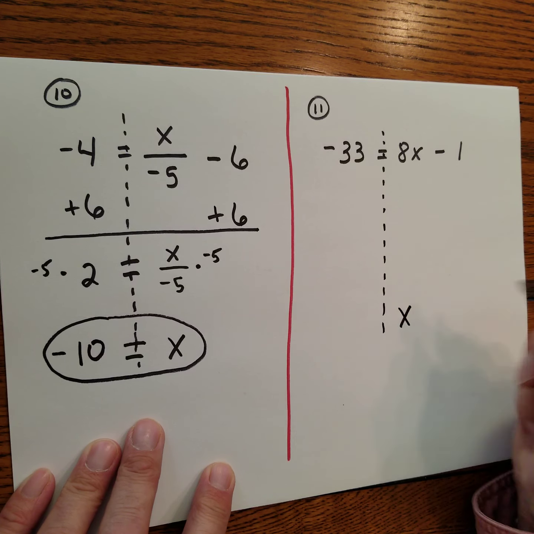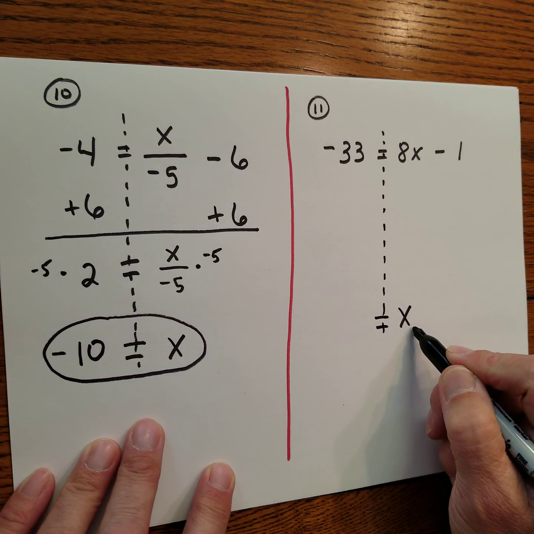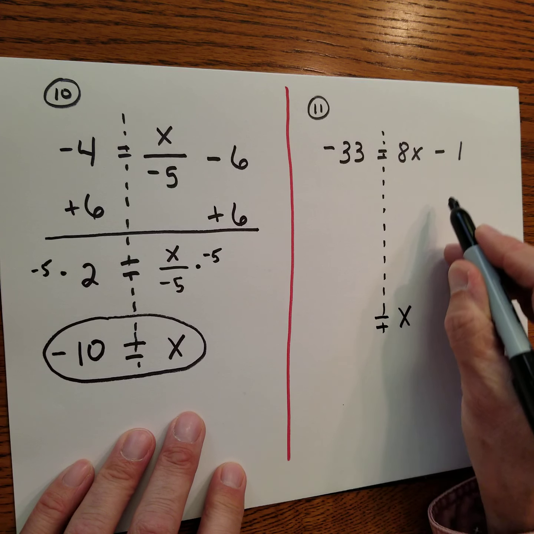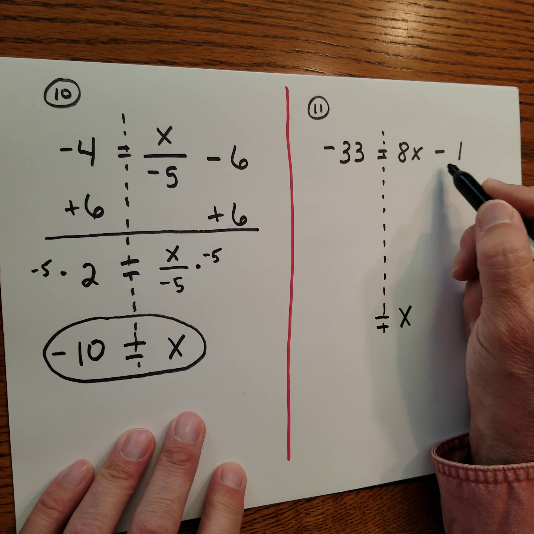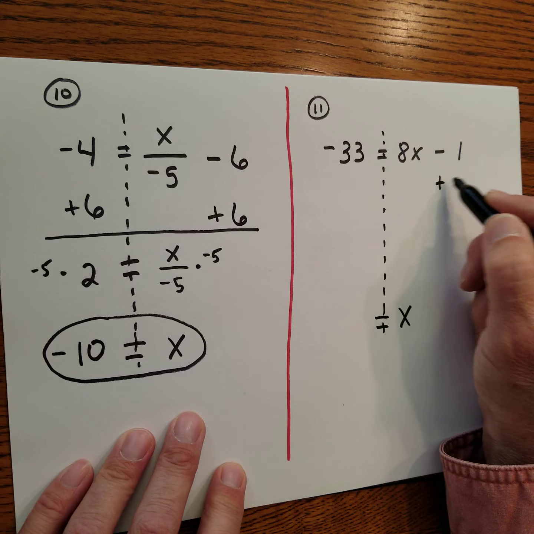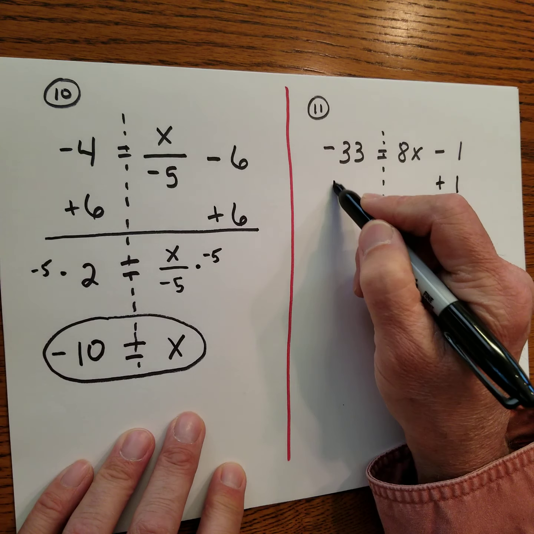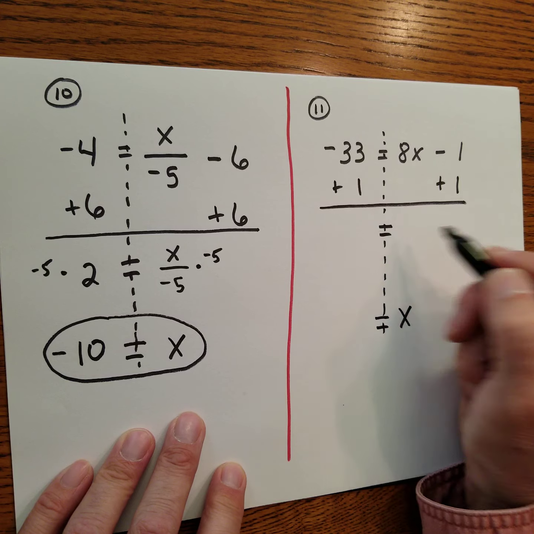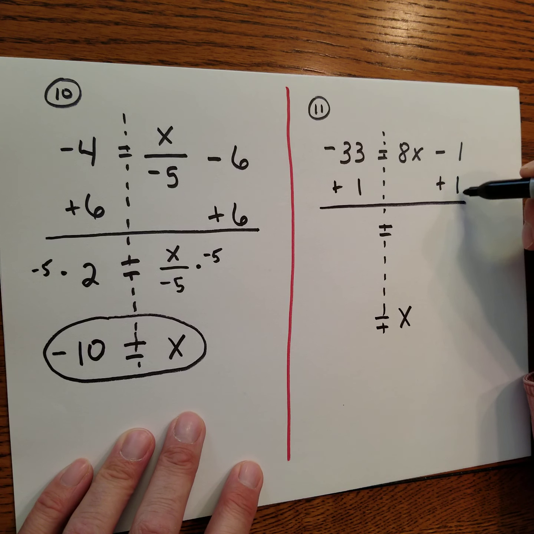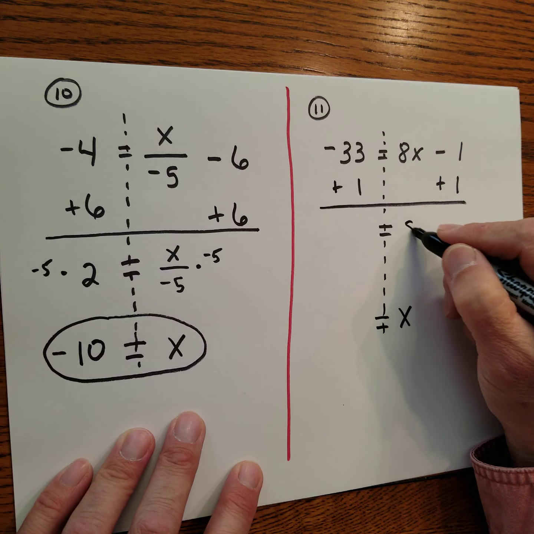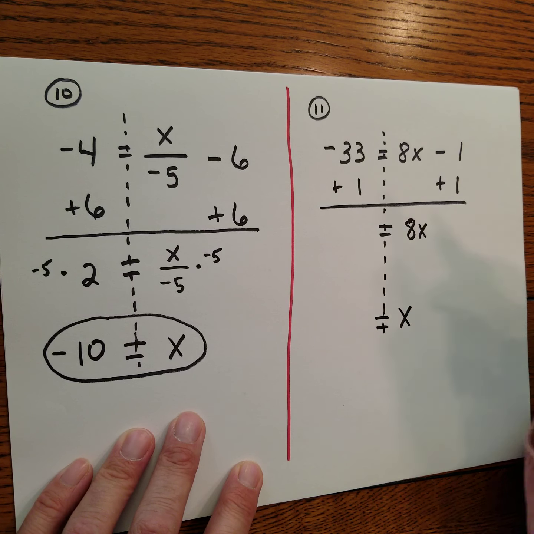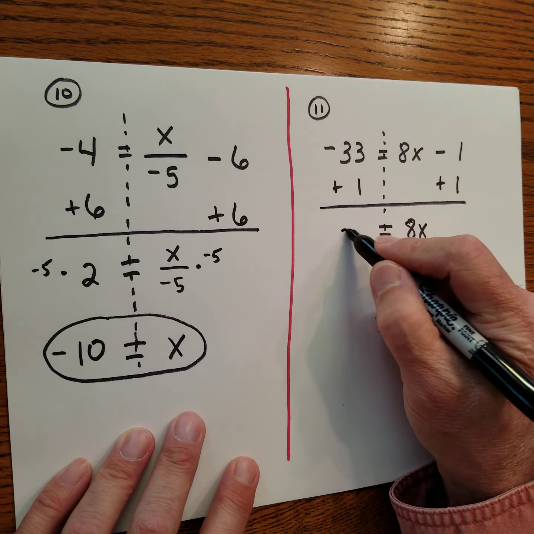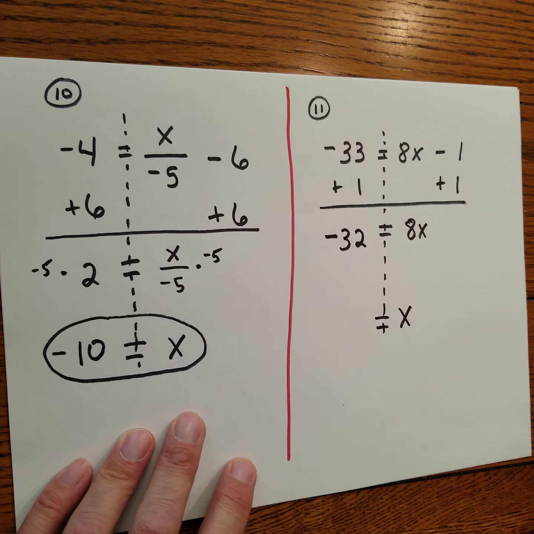We'll finish with x on the right, and our answer on the left. First thing I'll do is get rid of that 1, where the inverse of subtraction is addition. Negative 1 and positive 1 is 0, plus 8x. And when I add numbers that have different signs, I subtract, take the sign off the larger number.